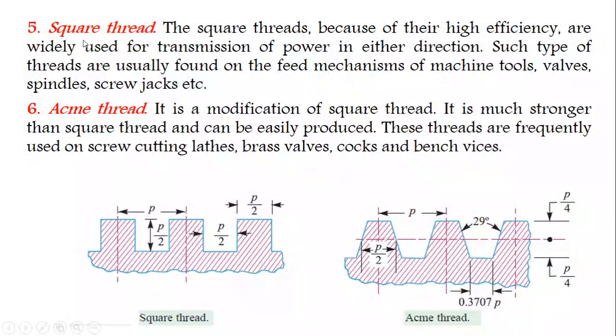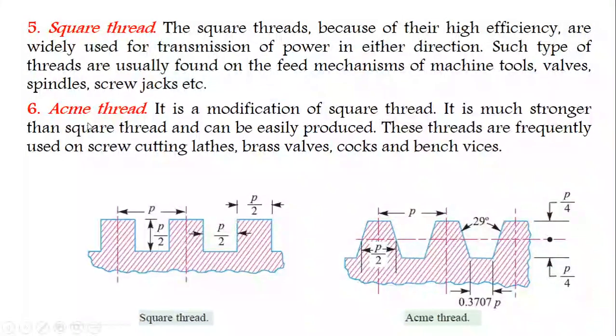And the fifth one is the square thread. Because of its high efficiency, the square thread is widely used for transmission of power in either direction. Such threads are usually found on the feed mechanisms of machine tools, valves, spindles, screw jacks, etc. The shape is square, and because of this shape it is called a square thread.